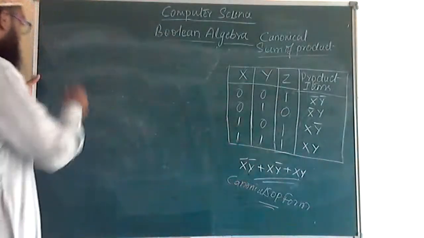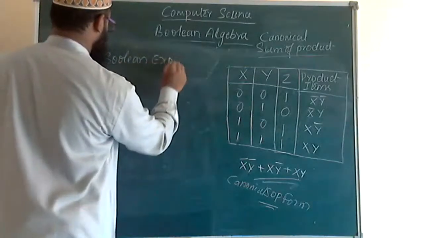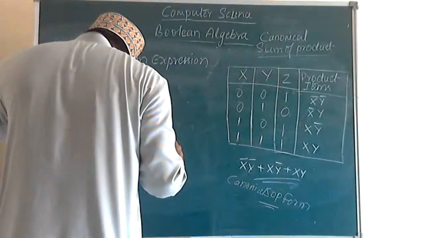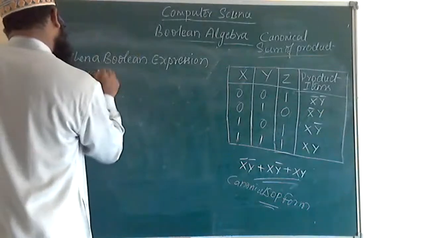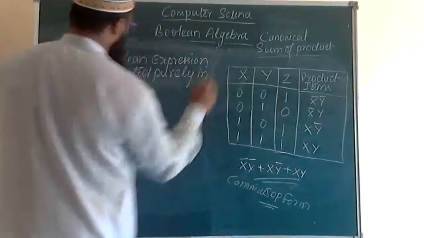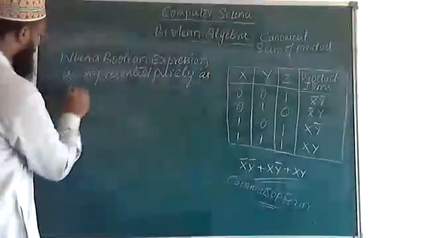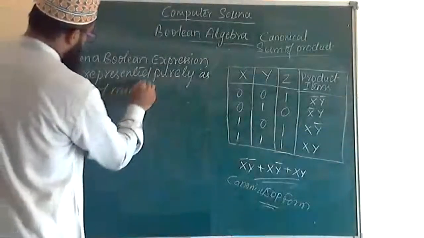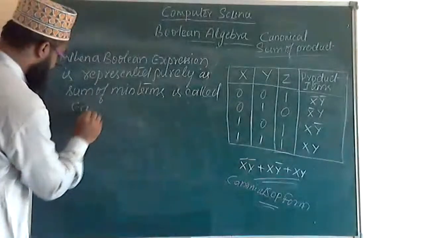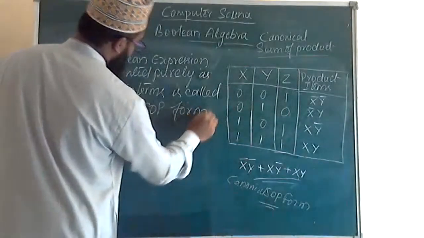Canonical SOP form. When a Boolean expression is represented purely as a sum of min terms, it is called canonical SOP form. That is canonical sum of product form.